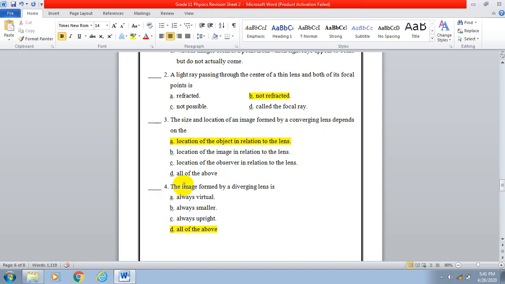For the fourth option of chapter 14 section 2, the image formed by a diverging lens is what? A. always virtual. Diverging lens, remember, always smaller and always upright. Yes, all of the above. A diverging lens can give us three phenomena: virtual, smaller and upright. So this was today's lecture for Tuesday. For the upcoming Thursday lecture, I will upload another video.